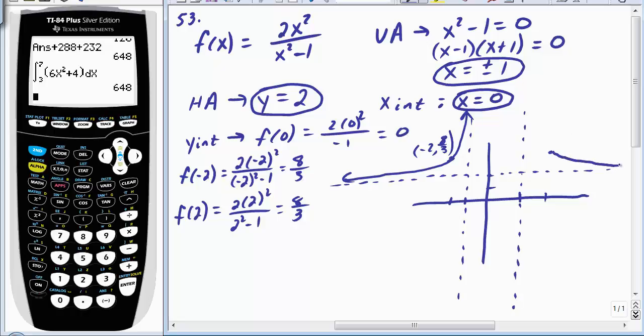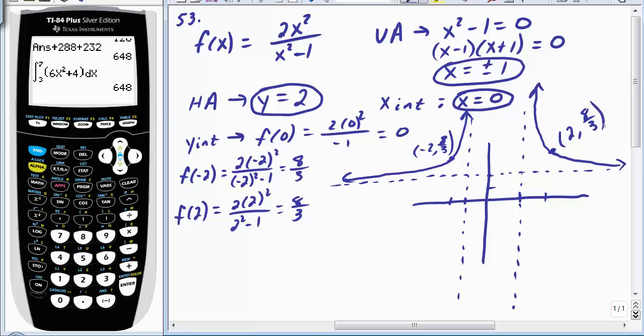This is going to go down as x approaches infinity. The y value will approach the horizontal asymptote of 2. And in this direction, the y value is going to approach infinity as x approaches that vertical asymptote. I would have the point 2, 8/3 here.